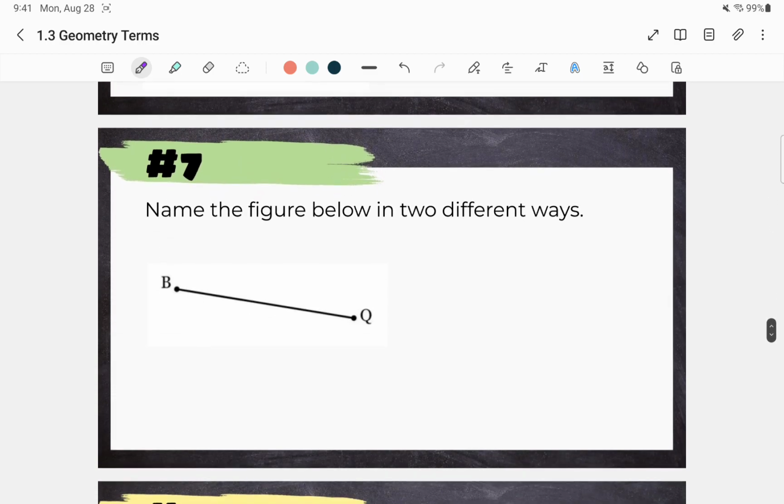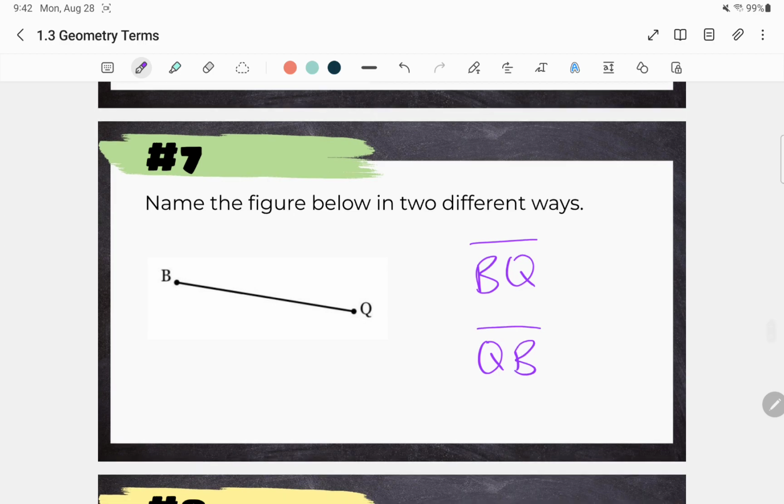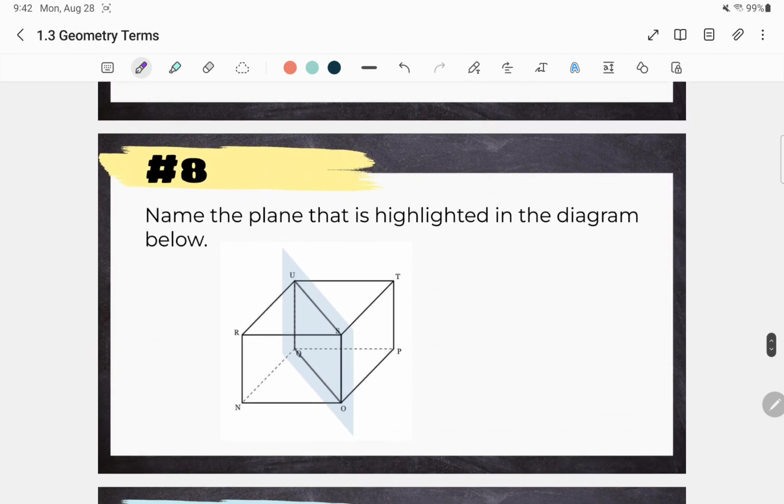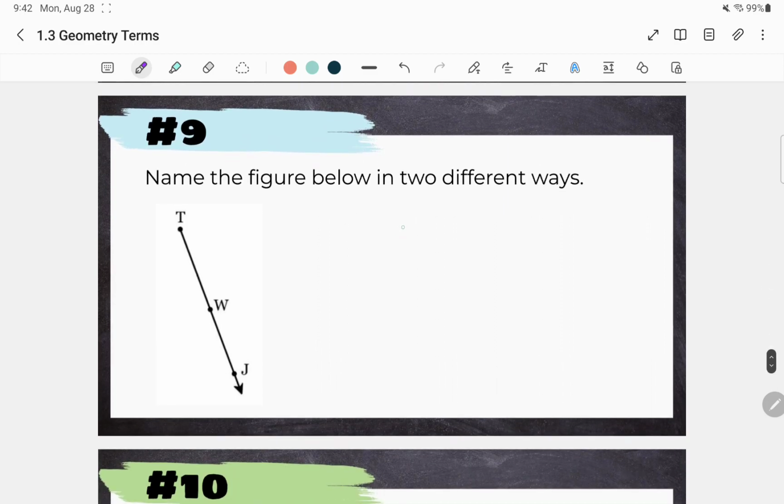All right, for number 7, this is a line segment. So just BQ and QB. Okay. Number 8, any 3 points. So we're going to use U, S, and O. For number 9, this is a ray, so it's going to be TW and TJ. Notice that we're starting with that endpoint T, and the symbol above it is going to the right.